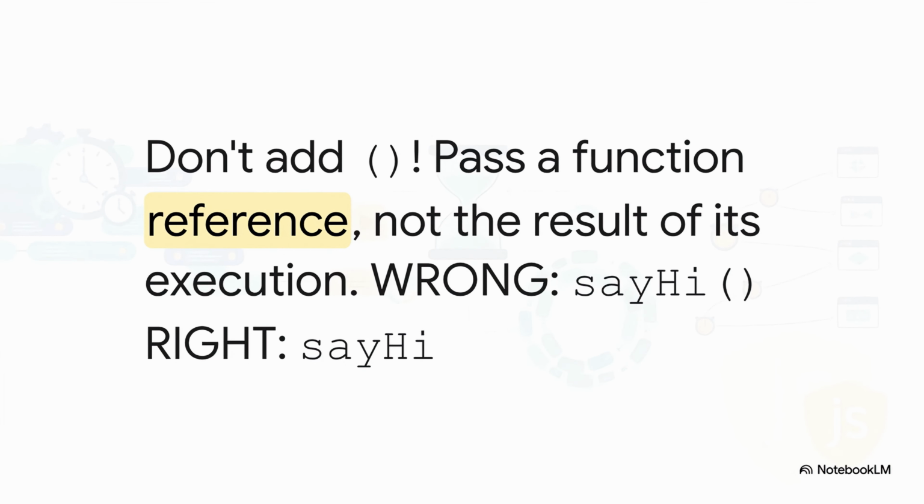Okay, now listen up, because this is a classic mistake. I mean, everyone does this at some point. You have to pass the function itself to setTimeout, not the result of calling the function. See the wrong example with the parentheses? That runs sayHi immediately and passes its return value, which is undefined, to the timer. Nothing gets scheduled. You have to pass the function name, a reference, itself.